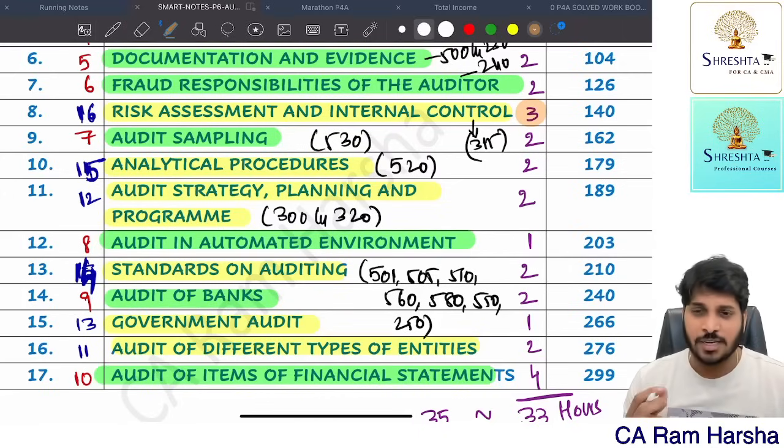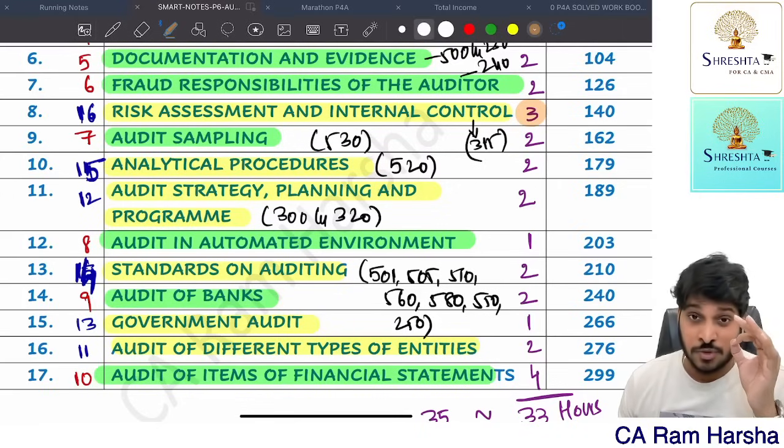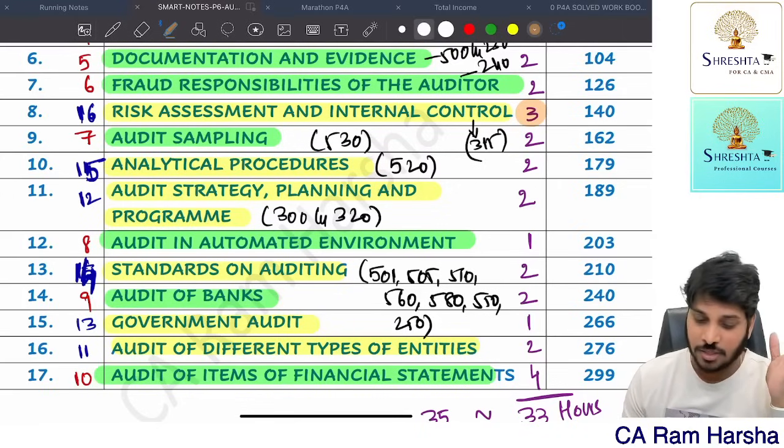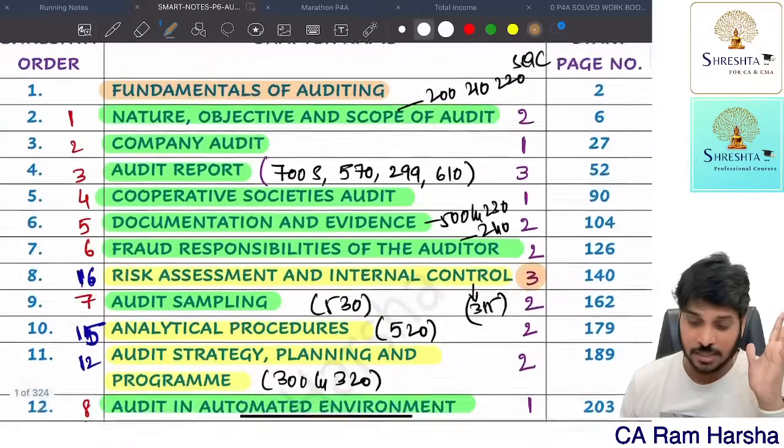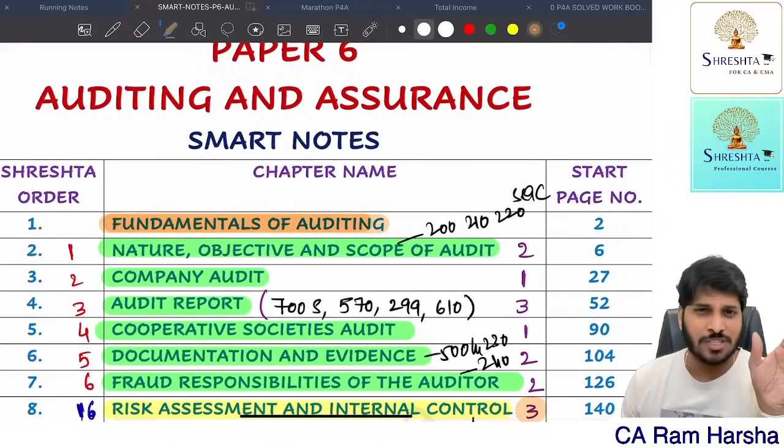Getting it? Which requires lots of real business visualization. Getting it? Fine. This is the trickiest topic. That's why I kept it last. And the first thing is fundamentals, which I don't count at all.